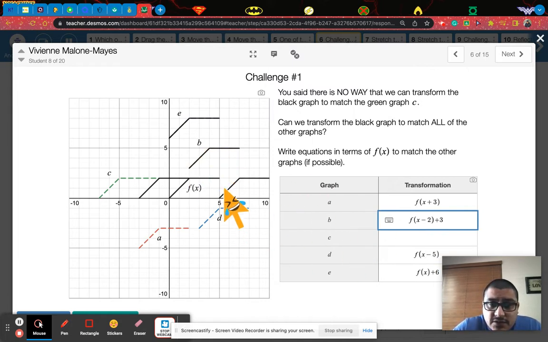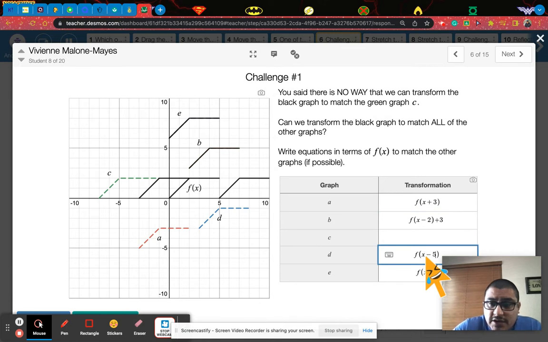Let's see, D is also pretty close. I think it's a little bit too far to the right, but let's move it down one, two, three. So I think this is D. And if we move it down three, that should get it to match more. Now, whenever you're trying to move it down, it's got to go after the parentheses. So I'm going to put minus three. And yeah, I shifted it down.